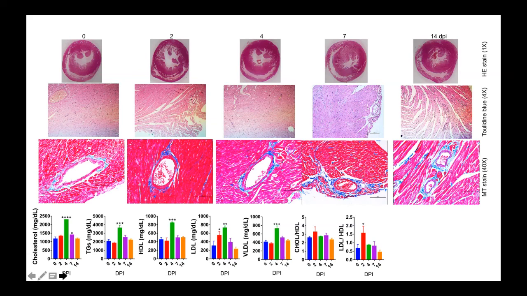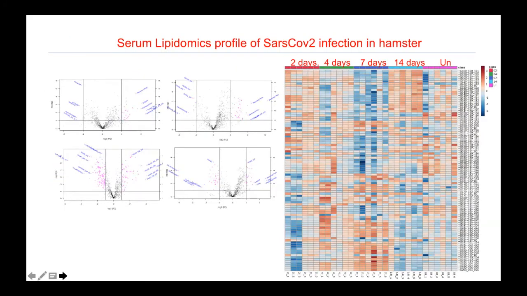Basically, we further went into, and this data is still under process, the serum lipidomics profile of SARS-CoV-2 infected hamsters at different days. You can see that, compared to uninfected, different lipids are upregulated on different days. We are trying to understand these parameters and whether this lipid profile correlates with patients who have cardiovascular problems. So we are trying to generate a map correlating with cardiovascular patients.